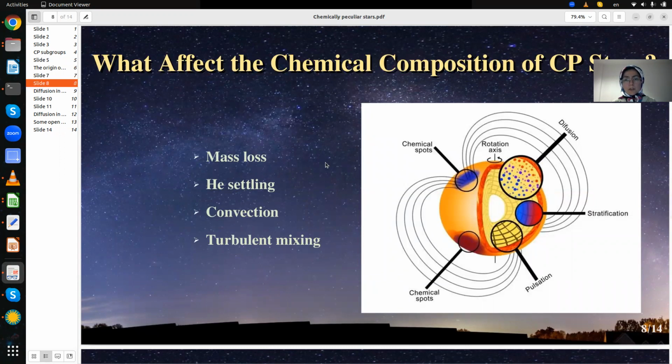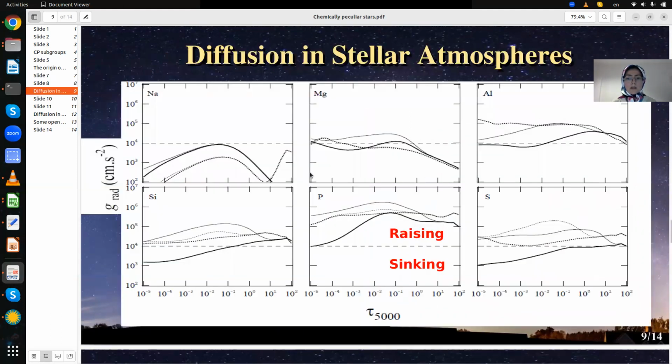And what affects the chemical composition of CP stars? Mass loss, helium settling, convection, and turbulent mixing. They can significantly affect the chemical composition of CP stars. Here you see the diffusion in stellar atmospheres. Here you see the optical depth, and here you see the acceleration. And here we have from the core to the surface, that some elements are rising and some of them are sinking.